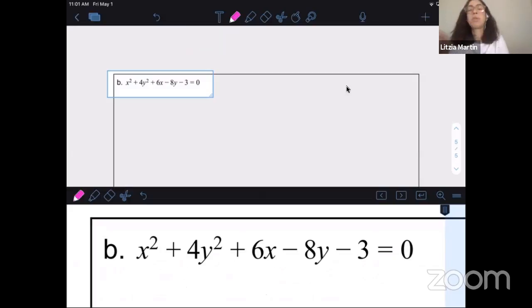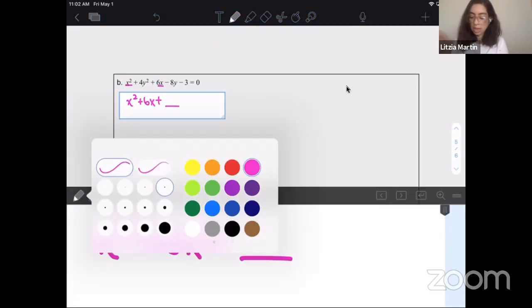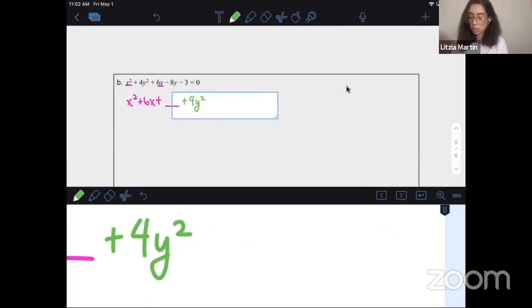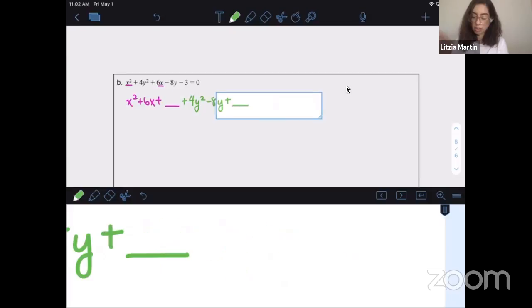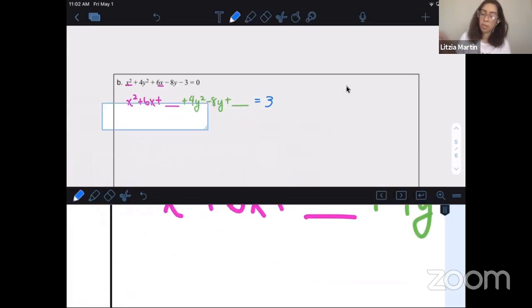So in this example, we're just going to have to complete the square twice because we actually have two x terms. So that means we have to complete the square there. And then we have two y terms. So we will need to complete the square here and add the 3 over. Okay, so we'll go piece by piece.